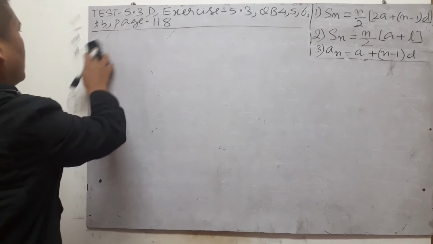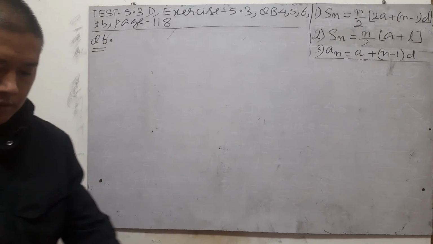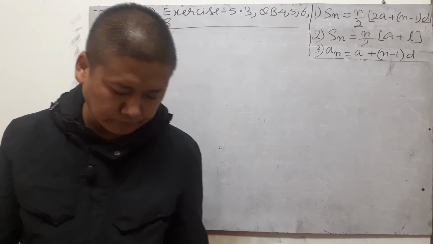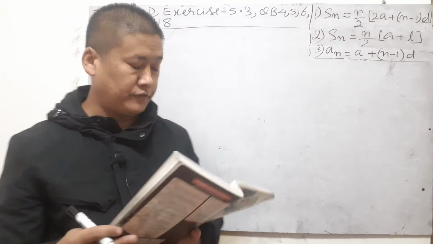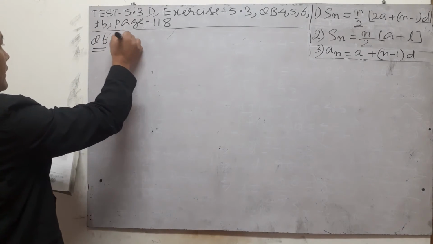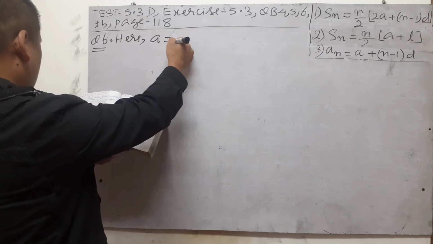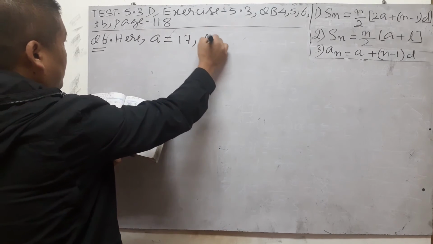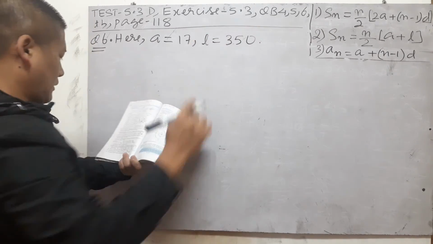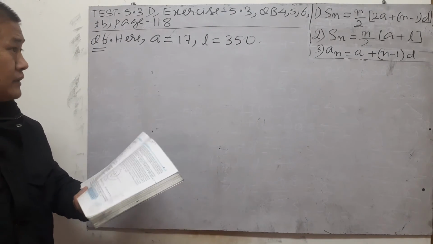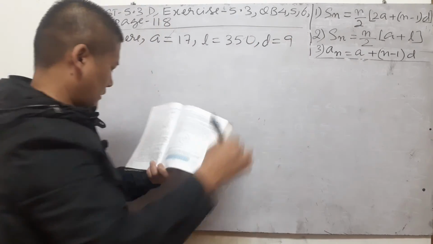Next, question number 6. The first and the last terms of an AP are 17 and 350. So we can start writing here. The first term, denoted by a, is 17, and the last term, denoted by l, is 350. If the common difference is 9, so here d equals plus 9.